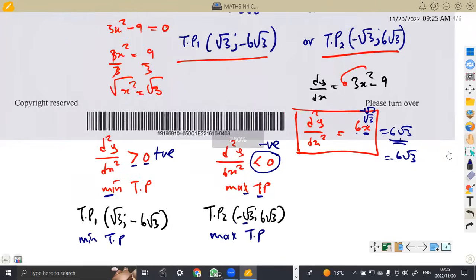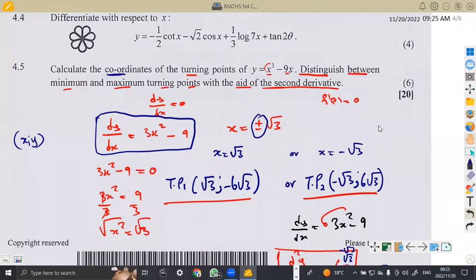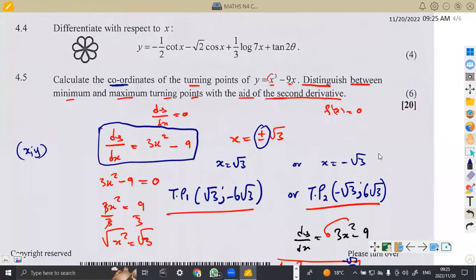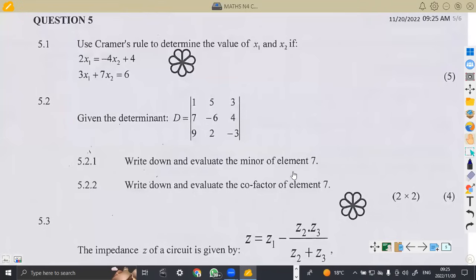So that was it on the derivatives. We can actually obtain 20 marks for that. So these are the typical questions that they can ask on derivatives. Everything was actually fine on this question on derivatives. Let's see the other part, which is question 5.